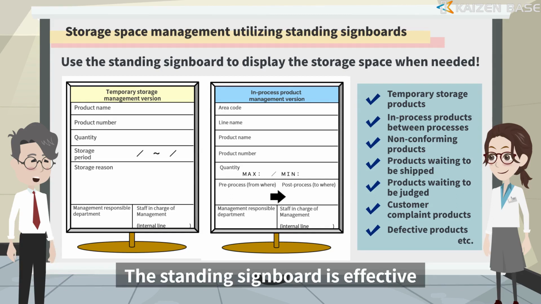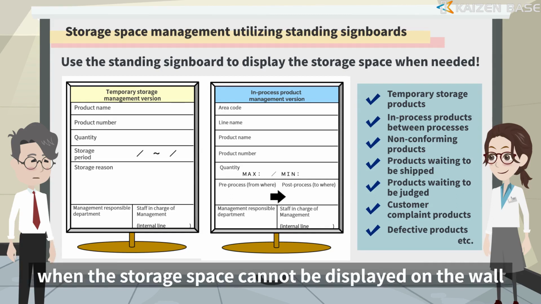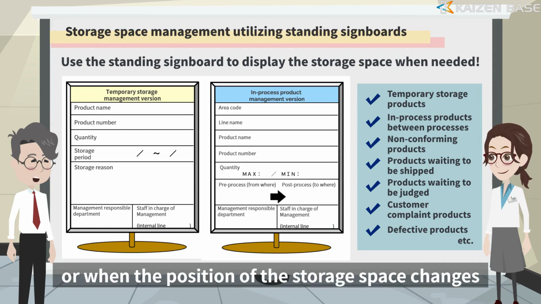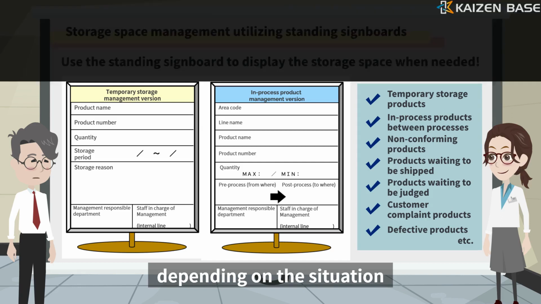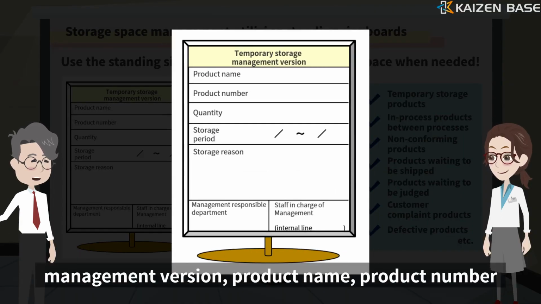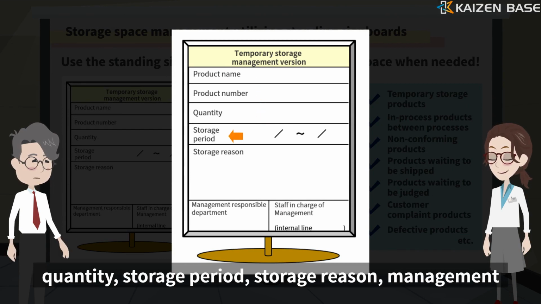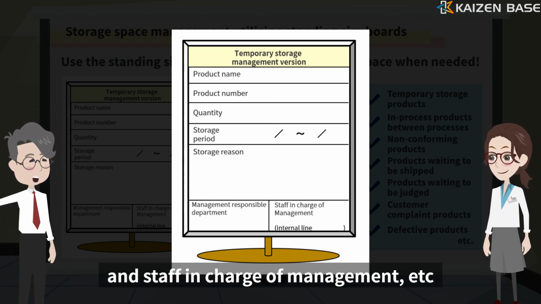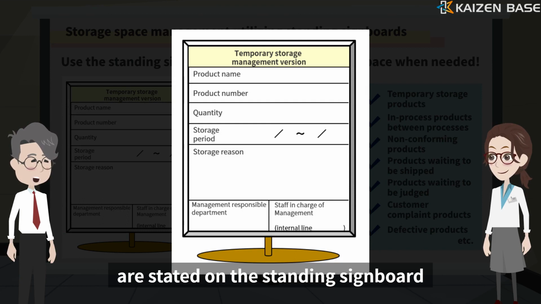The standing signboard is effective when the storage space cannot be displayed on the wall or when the position of the storage space changes depending on the situation. For example, the information of temporary storage, management version, product name, product number, quantity, storage period, storage reason, management, responsible department and staff in charge of management, etc. are stated on the standing signboard.